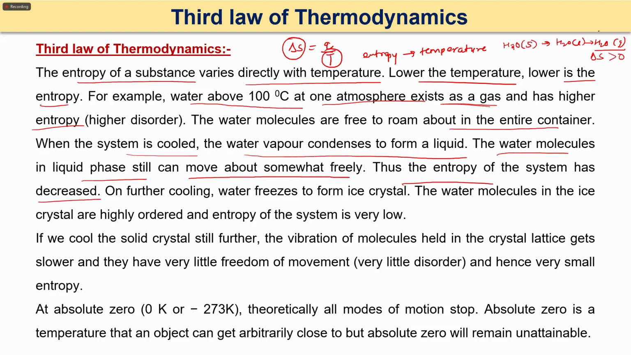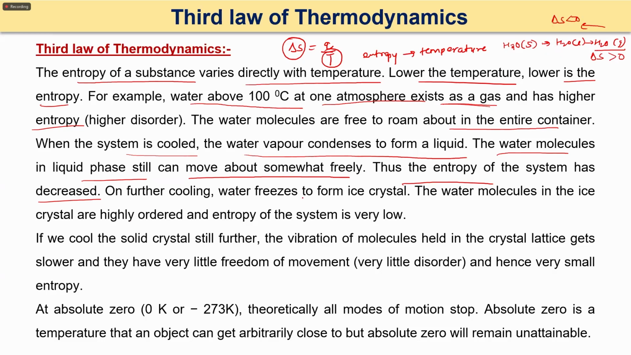You are going from the gaseous to the liquid state. Because of the condensation, your liquid cannot move as freely. So here your delta S is decreasing. That means from here to here, your delta S is less than zero, which means your entropy is decreasing.